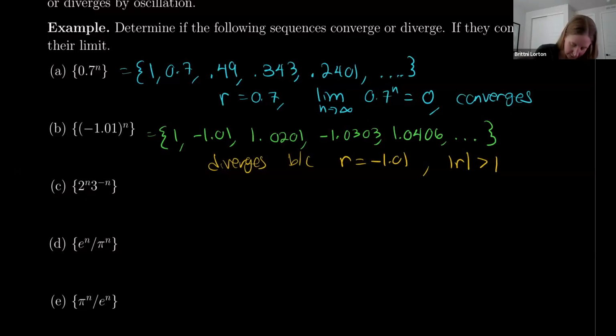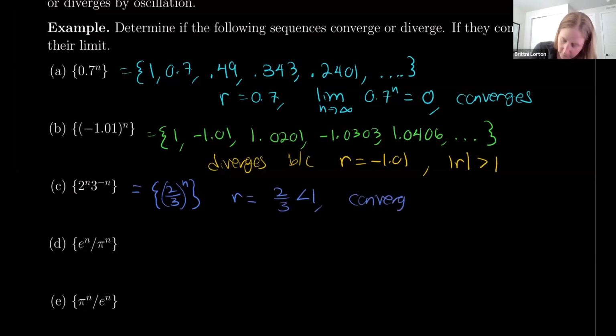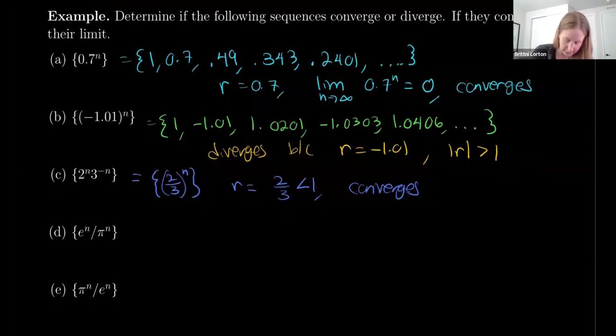So same thing for this very next one right here, 2 to the n times 3 to the negative n. I'm going to give you the different colors so we can get used to that, is going to become 2 over 3 to the power of n. So my R is 2/3, which is definitely less than 1. So it converges and its limit would go to 0. You can use your calculator for that if you'd like.